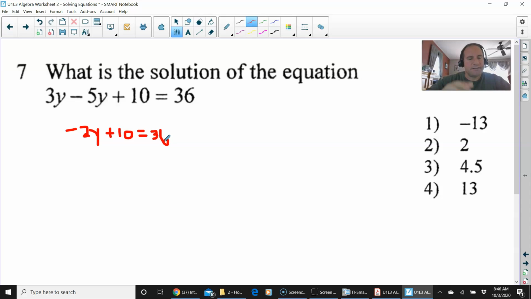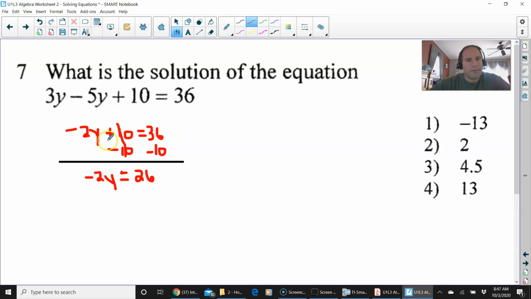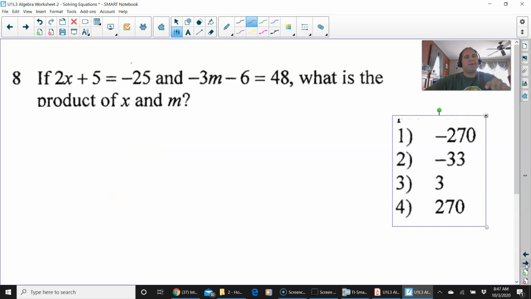Once this is set up, you just have a two-step equation that you are going to subtract 10 on both sides, and you bring down the negative 2y, and 36 minus 10 is 26. You divide by the number that is next to the variable. You do not change the sign. Y equals negative 13 is your answer, and number 1 is your answer.